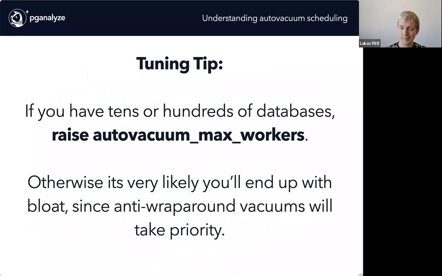Now, quick tuning tip here, and we'll have a few of these throughout the rest of the presentation. If you have hundreds or tens of databases, you should probably raise your Autovacuum max workers, because what can often happen is that your Autovacuum workers get busy and they'll care more about anti-wraparound vacuums than about regular bloat prevention vacuums, which means it's biasing towards a certain portion of your workload, a certain part of your database. And so it's very likely that your tables will bloat because there's just not enough Autovacuum capacity. That's why, if you have a lot of databases, it often makes sense to raise that Autovacuum max worker setting.